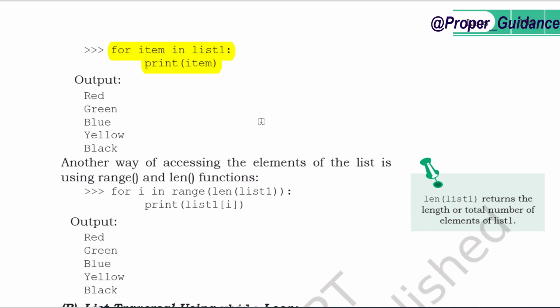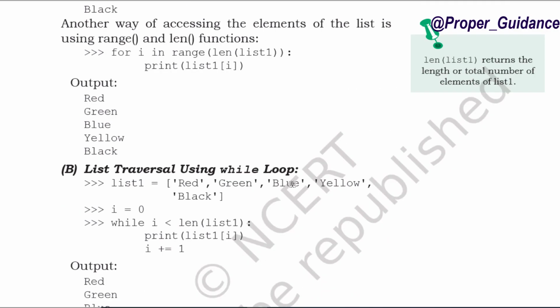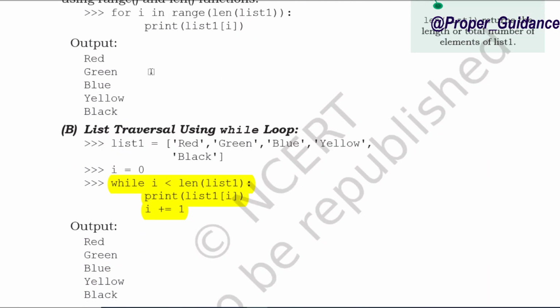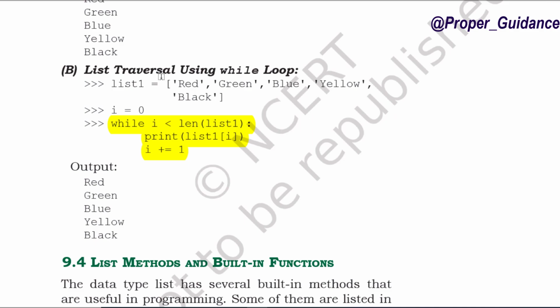Okay, and another way, list traversal using while loop. Same list 1 is taken here, i equals 0, while i less than len list 1, print this thing. It will print the same output as the previous one. We will get all the colors in this order, but the syntax is different for for loop and while loop. These are the different techniques of traversal. Either you can traverse the list using while loop or you can use for loop.